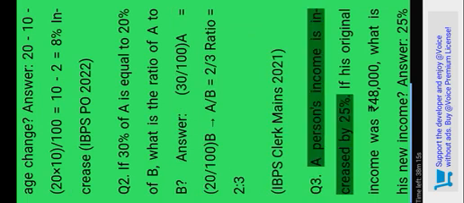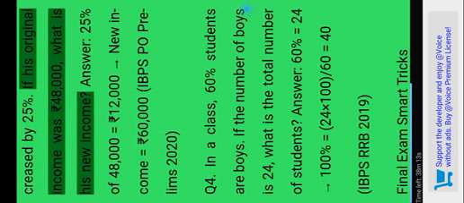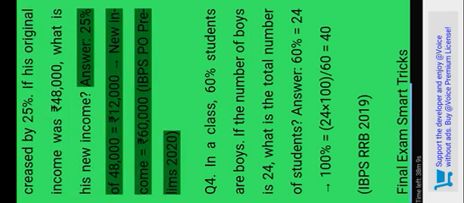Q3. A person's income is increased by 25%. If his original income was 48,000 rupees, what is his new income? Answer: 25% of 48,000 equals 12,000 rupees, so the new income equals 60,000 rupees. IBPS PO Prelims 2020.